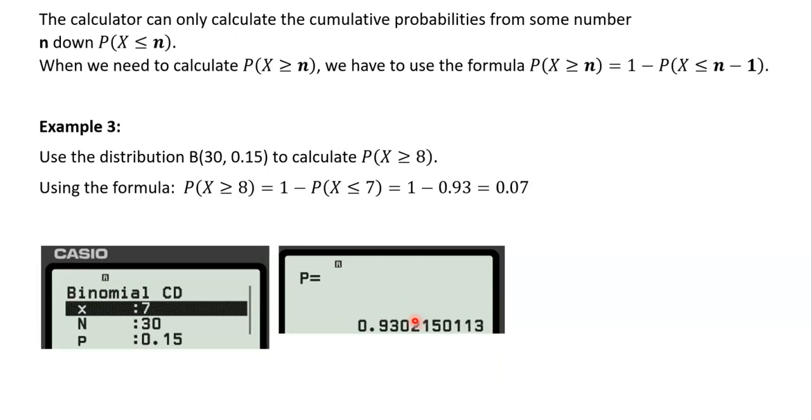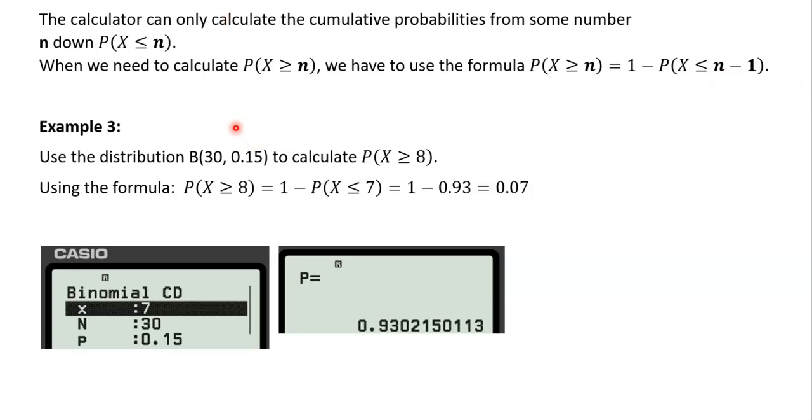And finally, there is a little problem with these calculators, that they can only calculate cumulative probabilities from some number down. So when we need to calculate the probability P(x is more than or equal to n), we have to use this formula. The probability of x more than or equal to n equals 1 minus the probability that x is less than or equal to n minus 1.